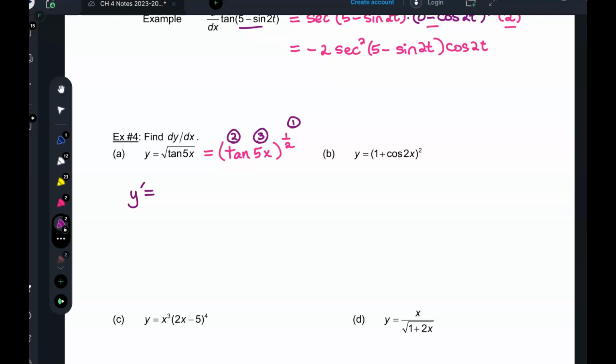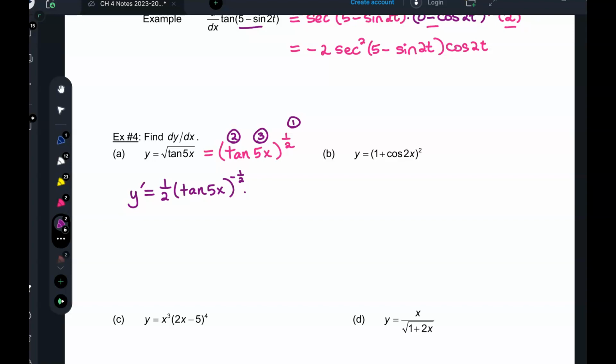You don't have to number them. I'm literally just doing this for you guys so you can kind of see as we go along. So first step is going to be moving the 1/2 to the front. Everything inside stays the same. To what power? Negative 1/2. Times.